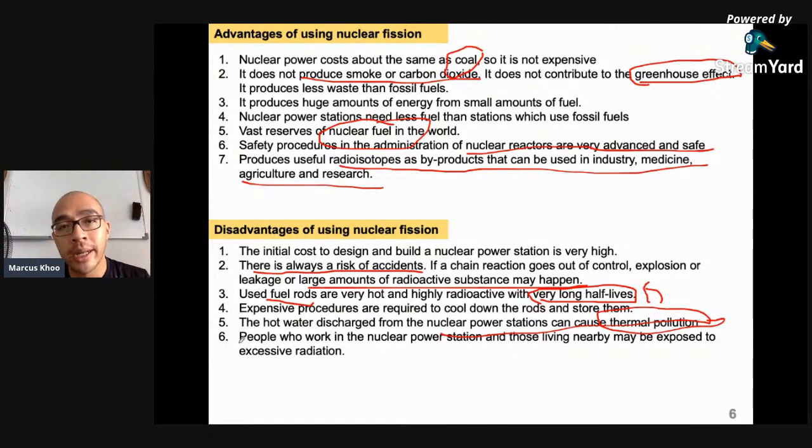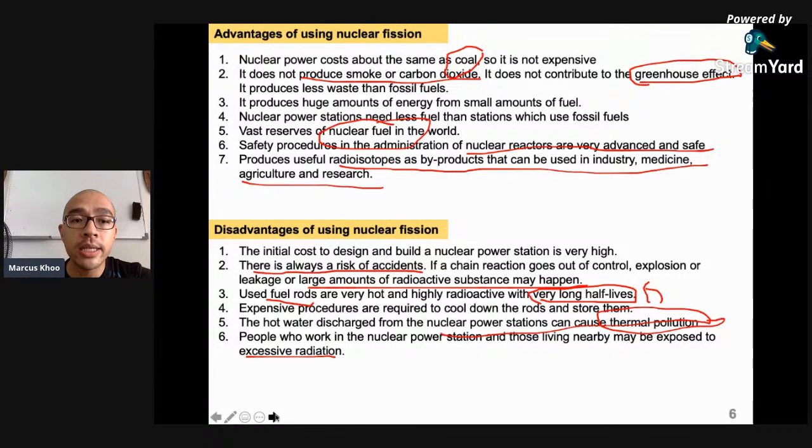And then of course, one other disadvantage is that people who work in a nuclear power station and those living nearby may be exposed to excessive radiation. This one cannot be helped. Excessive, I'm not saying that they may be exposed to radiation. Everyone is exposed to some form of radiation. If you remember the day we were talking about background radiation, right? Every day you go out in the sun, you're going to be exposed to some form of radiation. So don't say, oh, I'm safe, because we all are going to be exposed to some radiation. It's just that people who work in nuclear power stations have more exposure to extra radiation because of the radioactive material that is being used in the reactor.